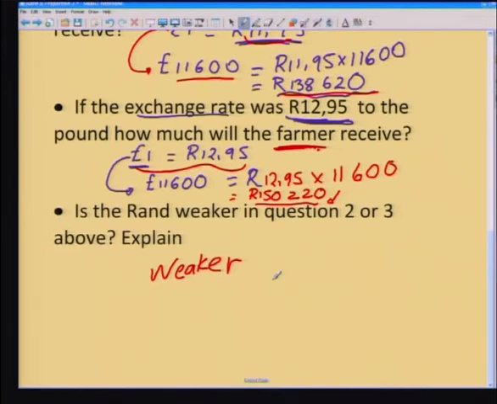Okay, guys, now that is really a typical exchange rate exam type question. So make sure you understand all of the concepts there, and also understand how important the exchange rate is to the import and export trade.